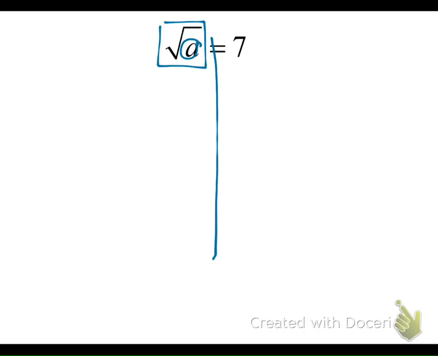Now, the reason why we box the square root is because we want to get that square root by itself. So is there anything on the outside of the box here, on the same side of the line of equality? No. So that means we can go ahead and move on to step 2. What am I going to do for step 2? Yeah, square both sides. So square and square root cancel. I bring down my variable a. And then what's 7 squared? 49. So that's your answer. Okay?